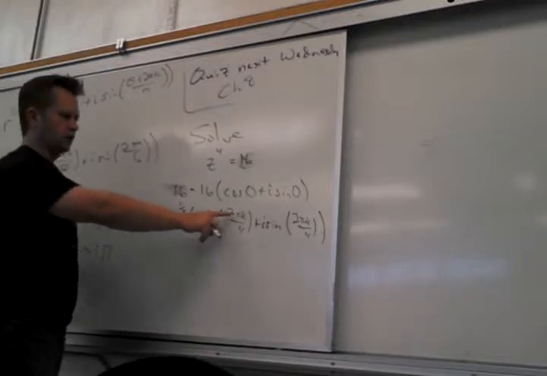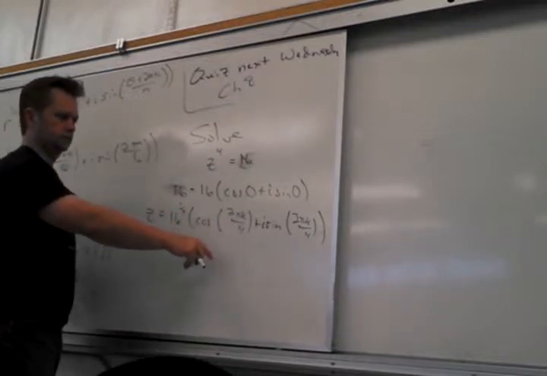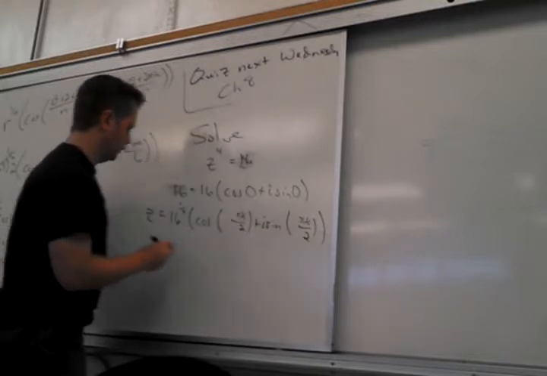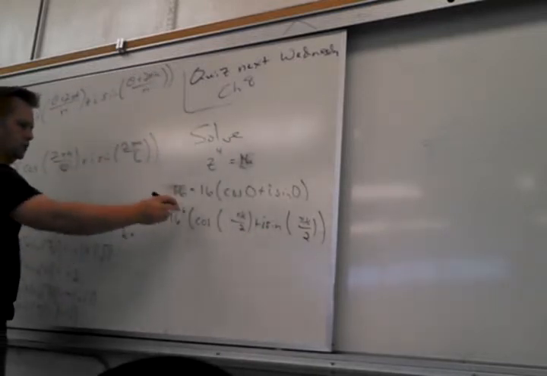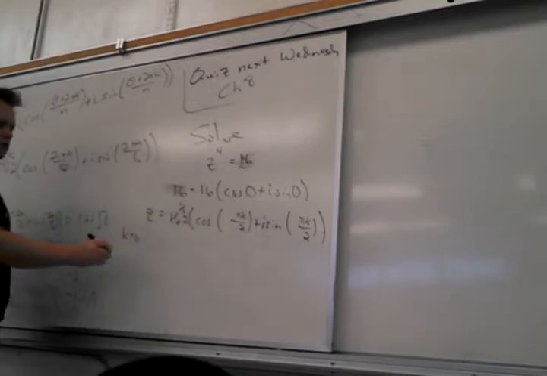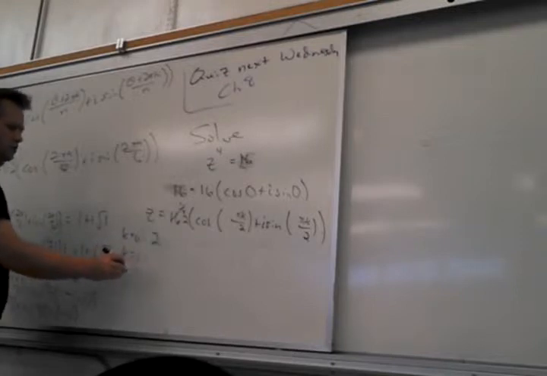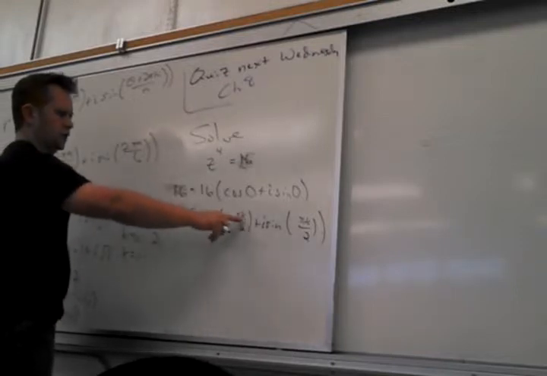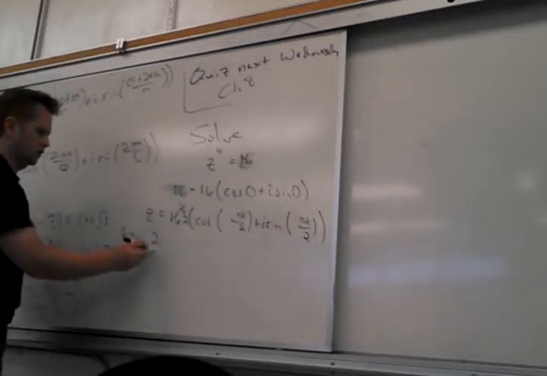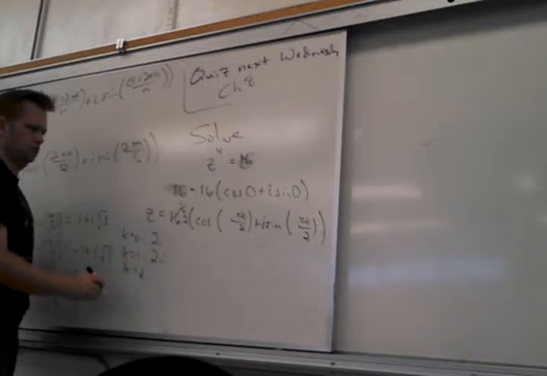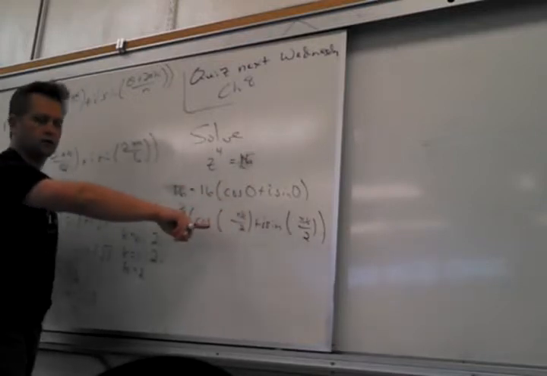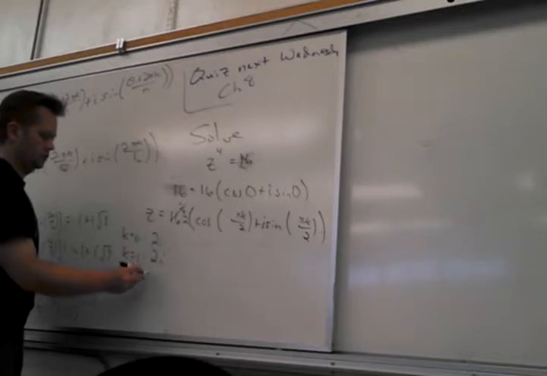In fact, right off the bat, what can I do here? Bam. So if k equals, and of course, what's 16 to the 1/4? 2. Yay. So if k is 0, I'll get 2. If k is 1, I'll get cosine of pi over 2, 0, and sine of pi over 2 is 1, so I get 2i. If k equals 2, now I'll get cosine of pi plus i sine pi, so cosine of pi is -1, so I get -2.